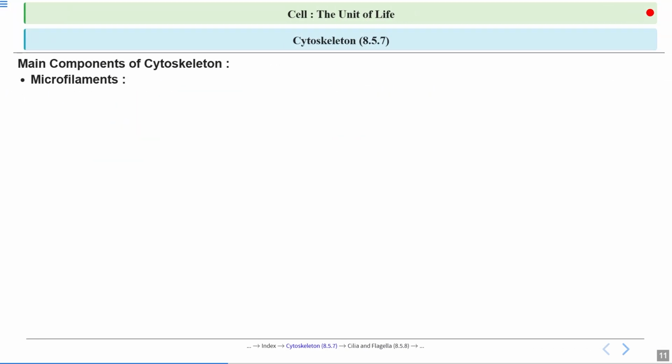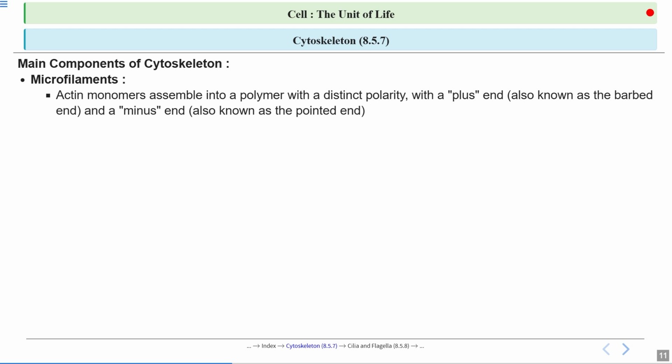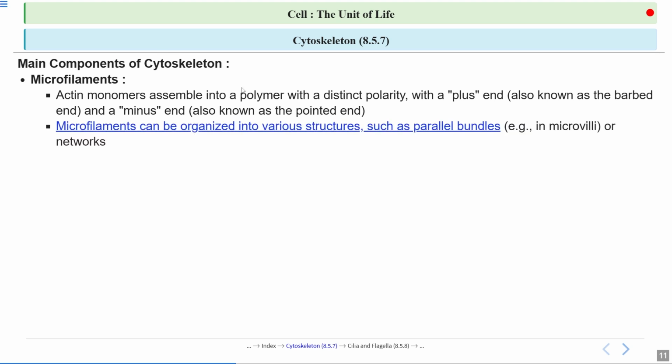Okay. Now, actin monomers join together, they assemble together to form the polymer with a distinct polarity. With the plus end, also known as the barbed end, and a minus end, also known as the pointed end. So in the image, we have seen the plus end and the minus end as well. Microfilament can be organized into various structures, such as parallel bundles, for example, in microvilli, or it can form networks also.